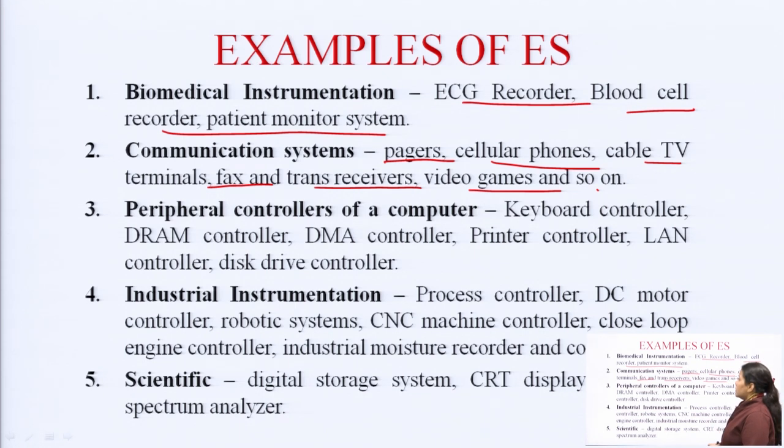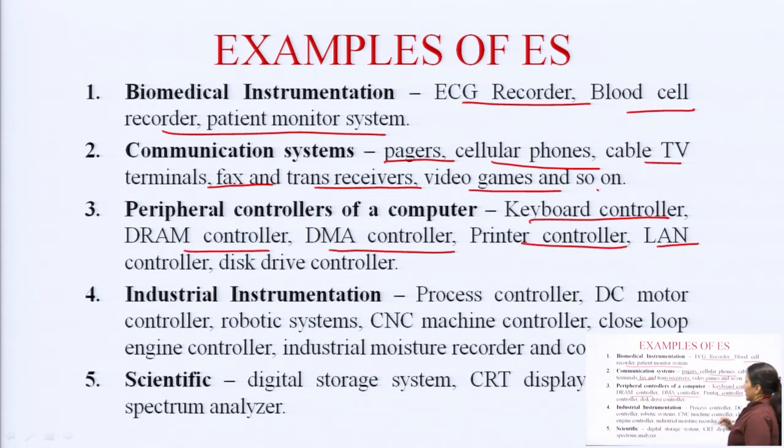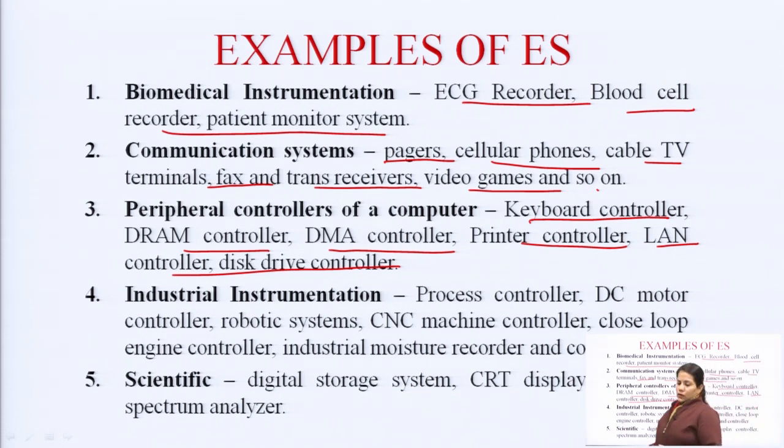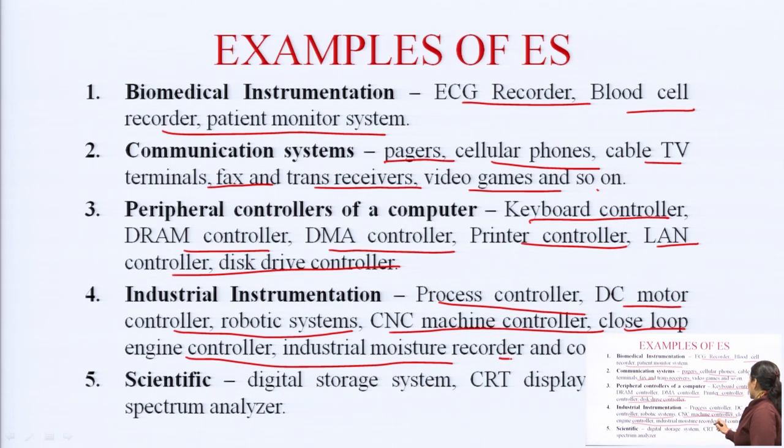Another one is peripheral controllers of a computer. Keyboard controller, DRAM controller, DMA controller, printer controller, LAN controller, disk drive controller. So we can see these are all related to the peripheral devices being used with the computer. When we talk about industrial instrumentation: process controller, DC motor controller, robotic systems, CNC machine controllers, closed loop engine controllers, industrial moisture recorder and controllers. All these devices which are used in any industry are examples of embedded systems.